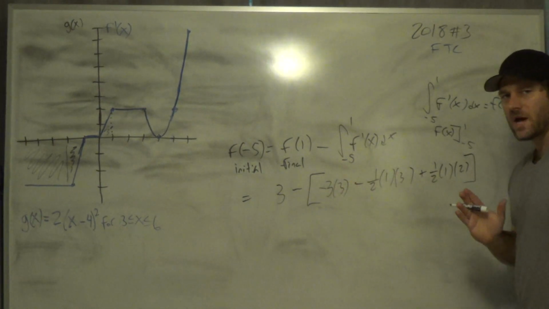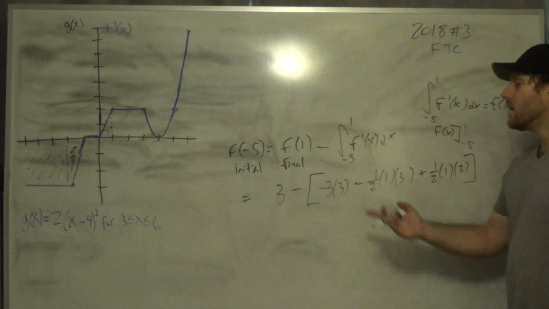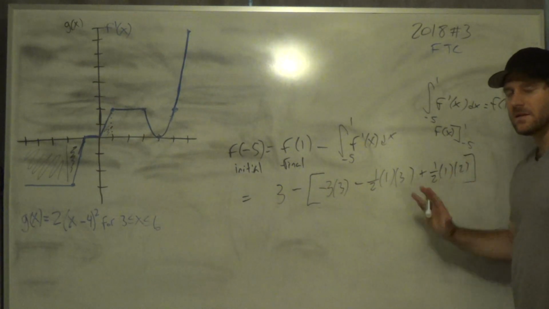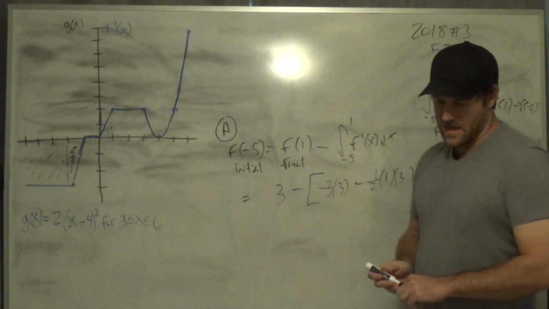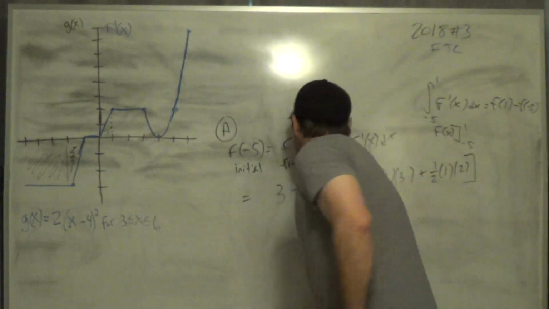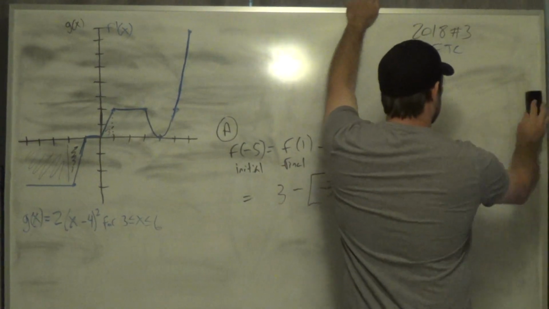Do not waste your time simplifying this. This is going to be on your AP exam. You're not going to simplify it. Leave it. You got all the points. And again, all that was for part A. So part A is now done. Part A was an important question with 2 points. And now let's move on.